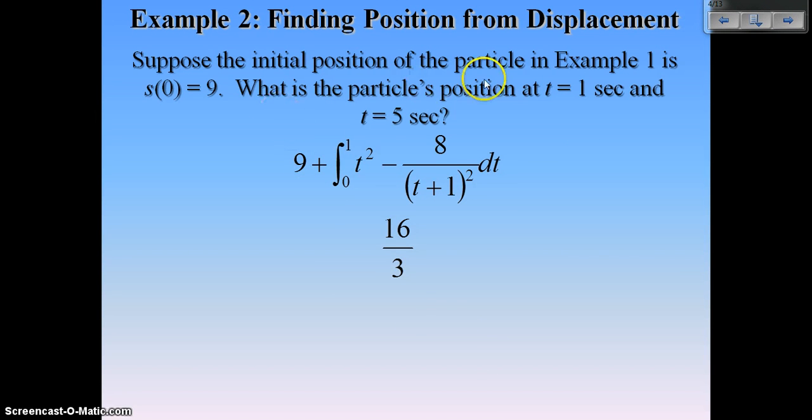Now how's the problem going to change for going to 5 seconds instead of 1? Well, instead of 0 to 1 on the integral, we'll make it 0 to 5. Again, pause the video if you need to. Plug that into your calculator, and you get a total distance traveled of 44.